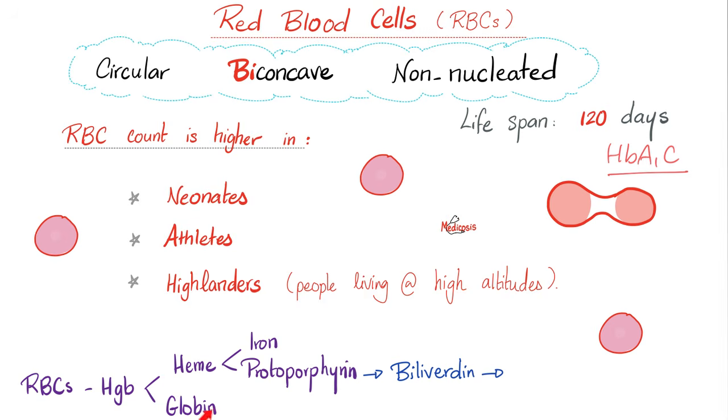Red blood cells are made of hemoglobin. Hemoglobin is made of heme and globin. Heme consists of iron and protoporphyrin. Protoporphyrin becomes biliverdin, and then it becomes unconjugated bilirubin, which goes to the liver to get conjugated.